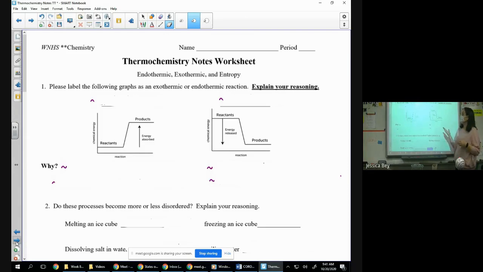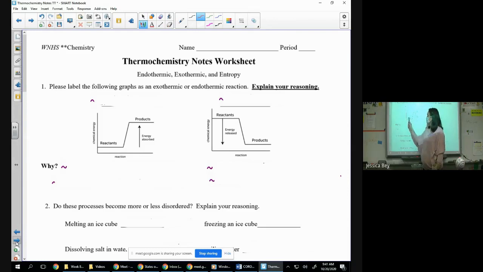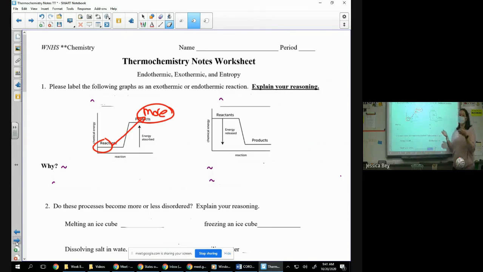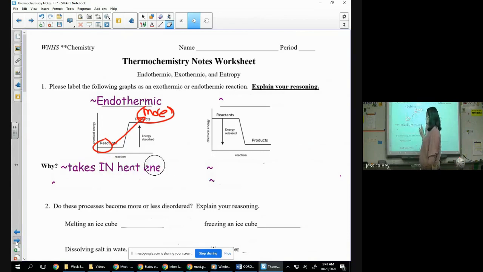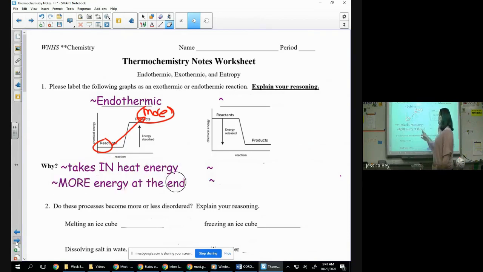It says, please label the following graphs as exothermic or endothermic and then explain. So if the reactants have a little bit of energy and I end with more energy at the end, does anybody remember what it's called if I take in energy and I have more energy at the end? Is that endo or exothermic? Endo. You're taking in energy. Very good. Takes in heat energy, more energy at the end.